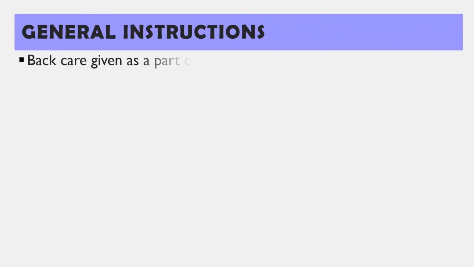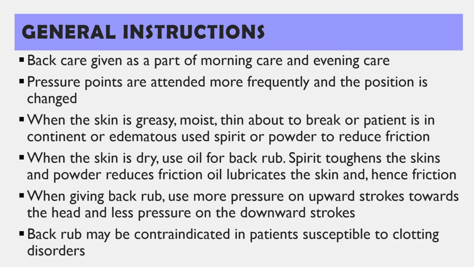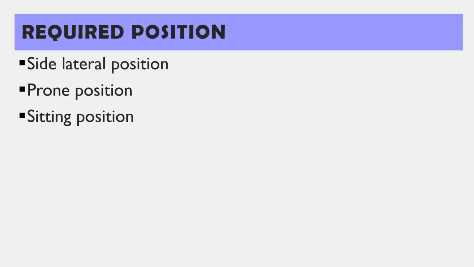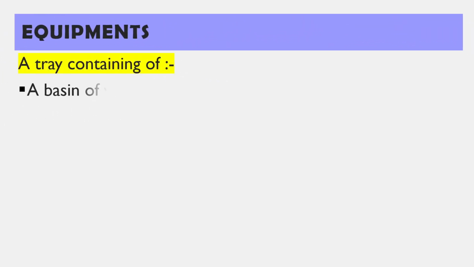Next topic is general instructions. Write all the points. Next topic is required position. There are 3 types of positions which are used in this procedure. Write it. And the next topic is equipments.